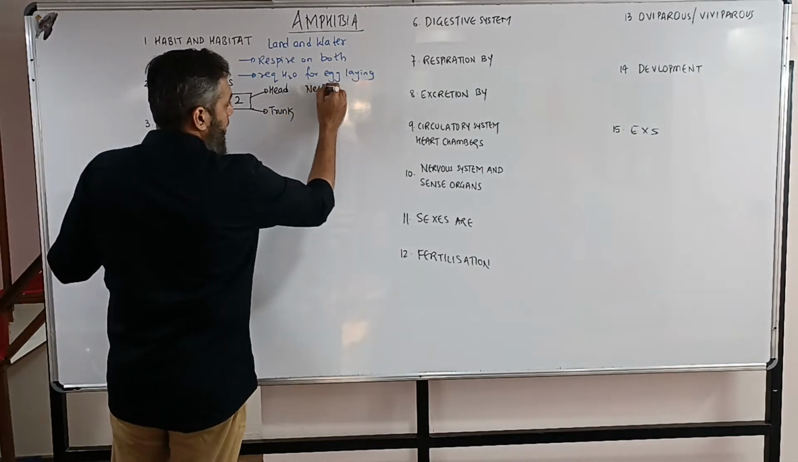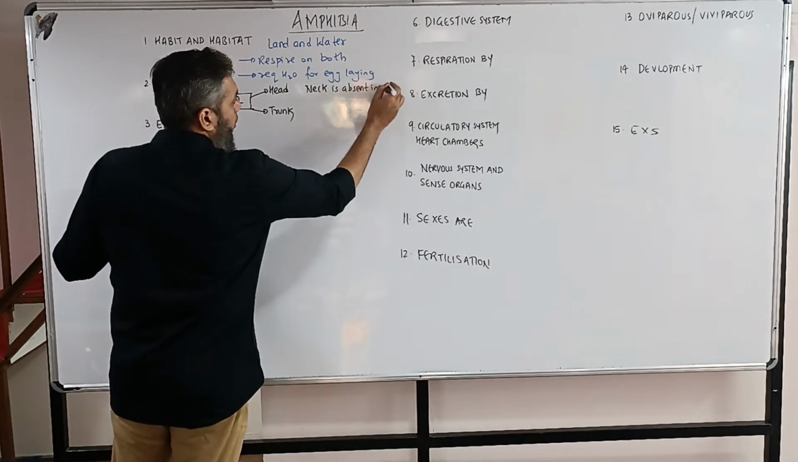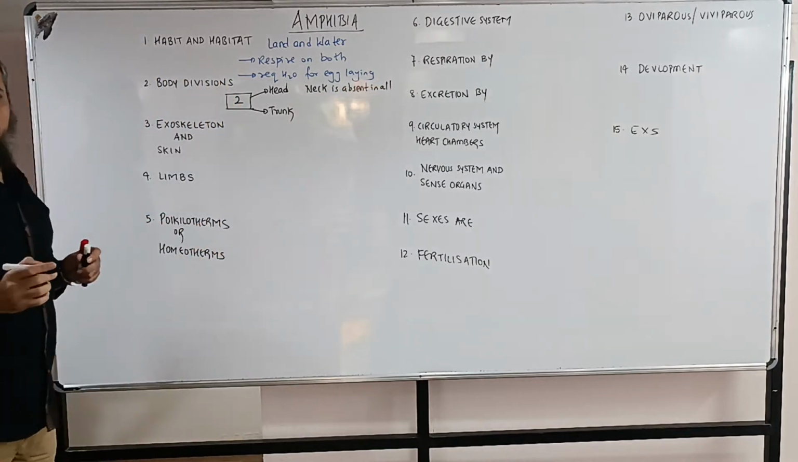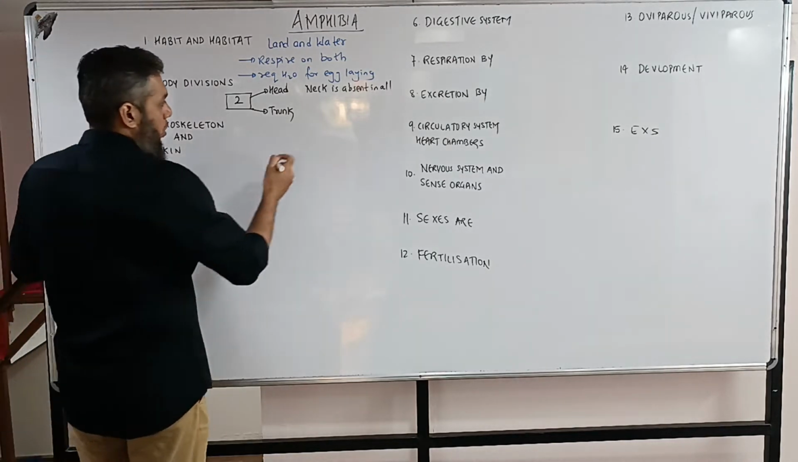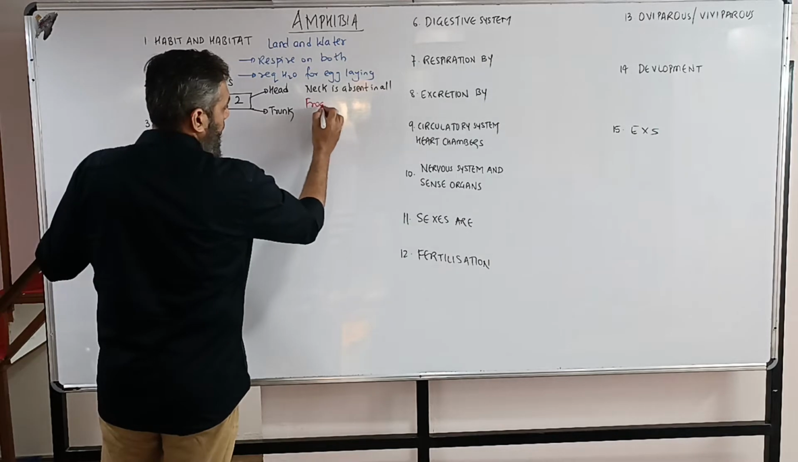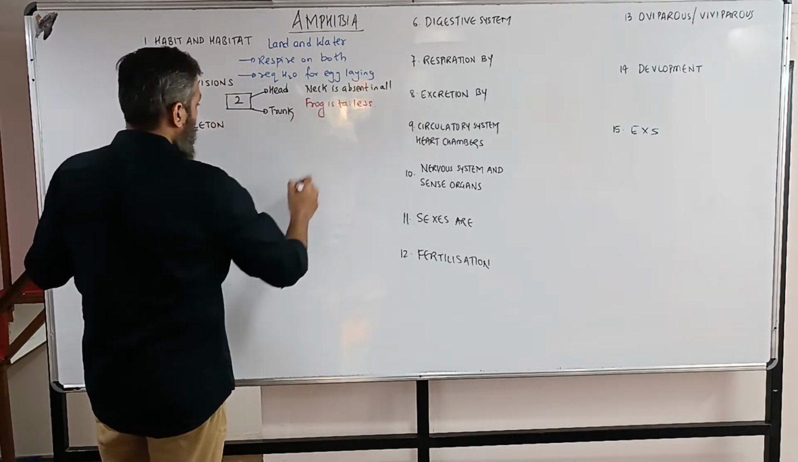What is absent? Neck is absent in all. सब में क्या है? Neck absent. And frog is tailless.